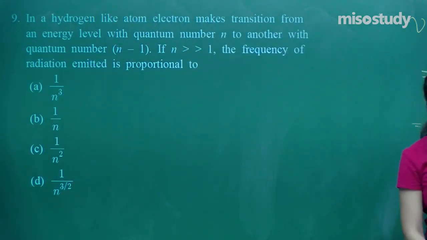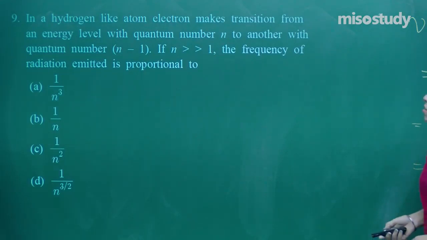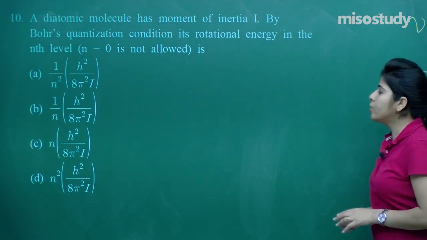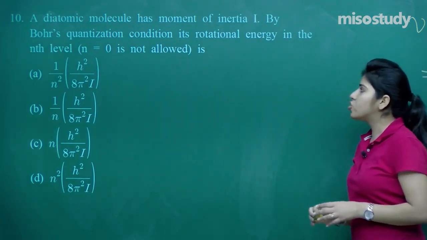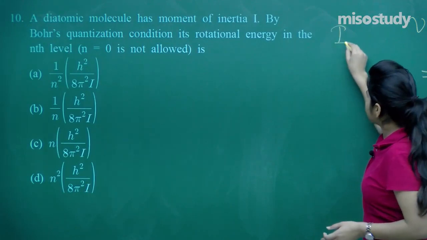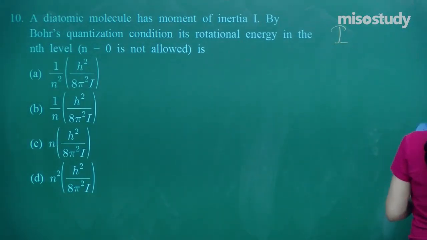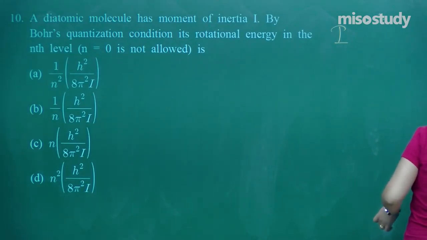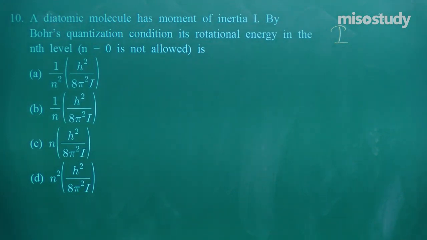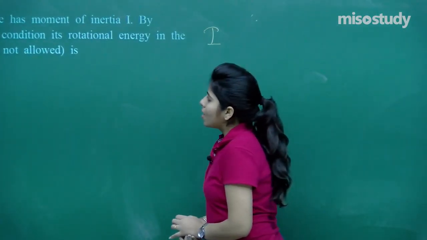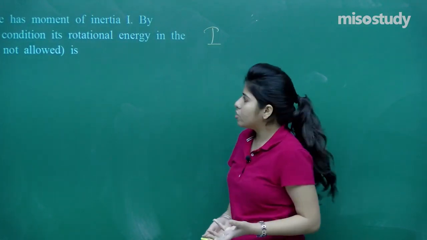Now we will be moving towards the next question without wasting much of our time. Okay, and this question is going to be the last question of the session. We have been given that a diatomic molecule has moment of inertia I. First of all, let me remove this previous question so that you can note the question that I am going to write here for you. So we have been given the moment of inertia.